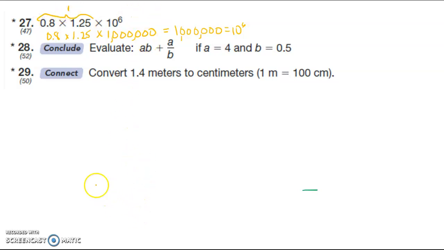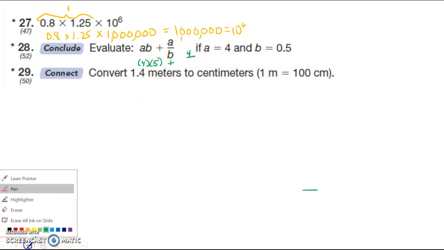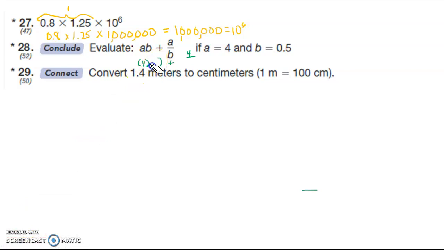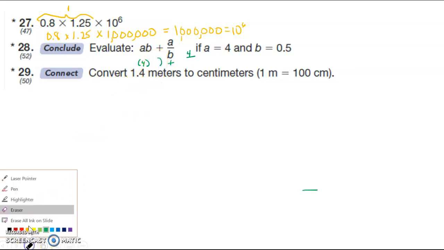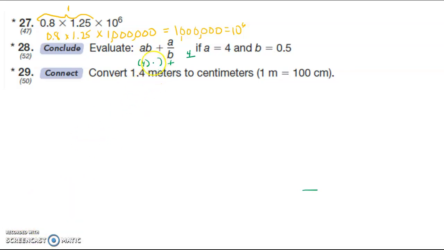Okay. Next color. Green. So here I'm going to plug in A and B. We have A times B plus A divided by B. So we have A is 4, B is 5, plus A is 4. Oh, B is 0.5. Let me erase that. So this is going to be 0.5.